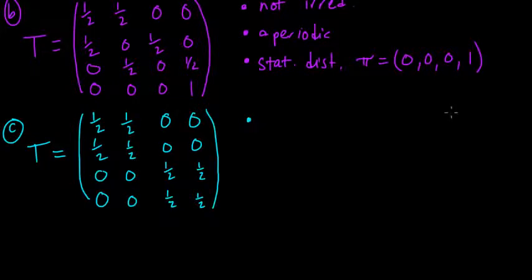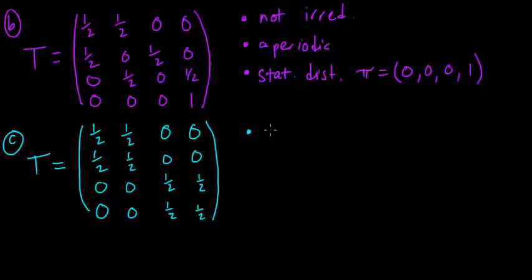So in this one, you can go back and forth between 1 and 2 here, but you can't get to 3 and 4 from 1 or 2. You can't get to 3 or 4 from 1 or 2. And when you're in 3 or 4, then you can go back and forth between 3 and 4, but you can't go to 1 or 2.